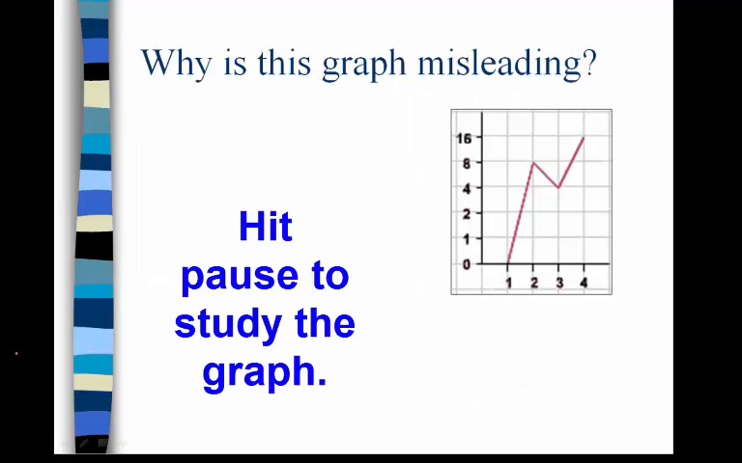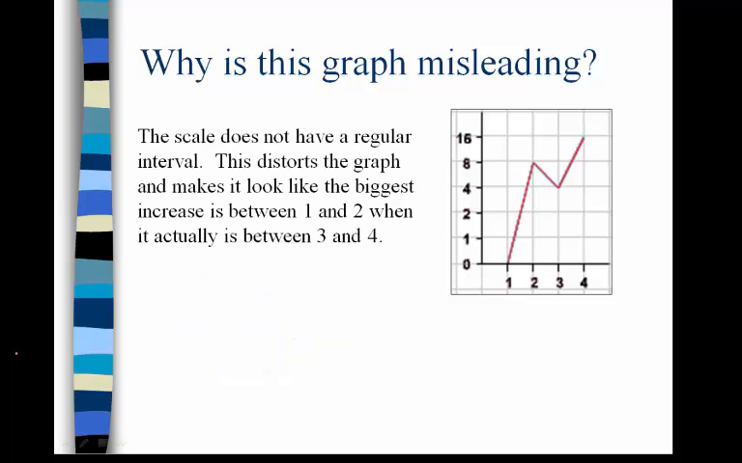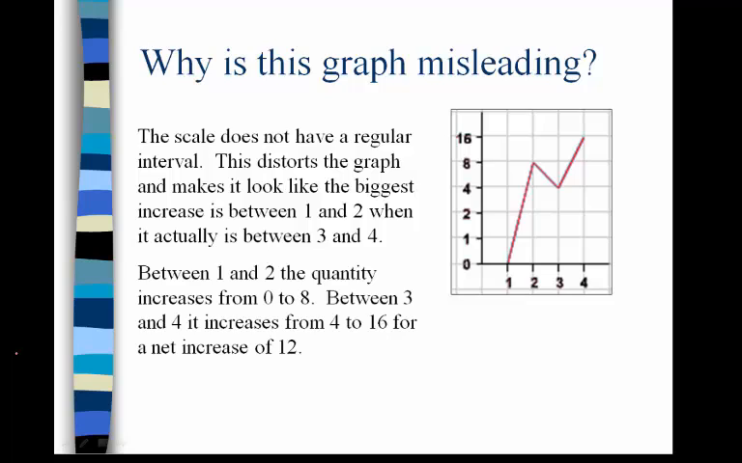Take a minute to look at this graph and see why you think it might be misleading. Did you notice that the scale does not have a regular interval? This distorts the graph and makes it look like the biggest increase is between 1 and 2 when it actually is between 3 and 4. Between 1 and 2, the quantity increases from 0 to 8. Between 3 and 4, it increases from 4 to 16 for a net increase of 12, but it's a much smaller line.